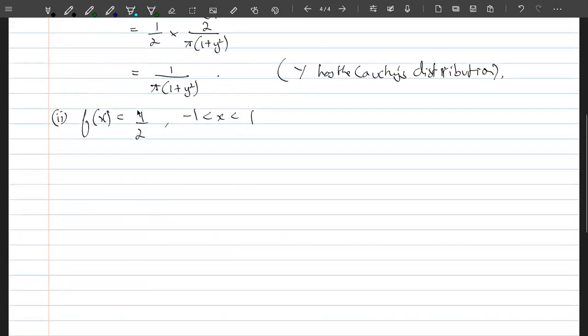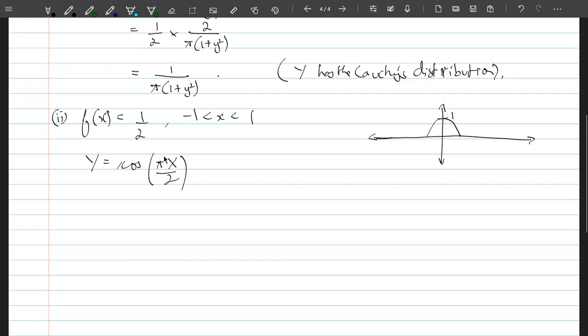But now y is equal to cos of pi x by 2. And if you recall the graph of cos x, if theta is between minus pi by 2 and pi by 2, cos theta graph is basically this, and this is 1. So here, when x is -1, cos of pi x by 2 will be cos of minus pi by 2, which is this. So this will be -1. Similarly, this will be 1.